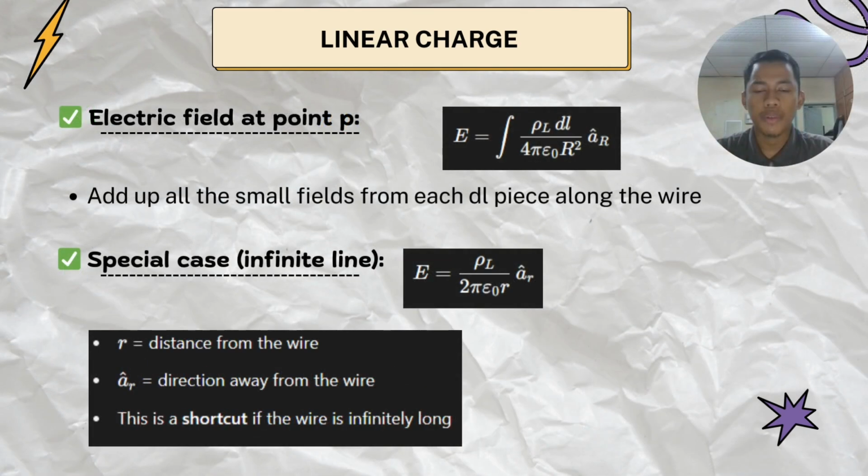For the electric field at point P, we add up all the small fields from each dl piece along the wire. For the special case, the infinite line, the key points are R and a hat R. A hat R refers to the direction away from the wire. This special case is a shortcut if the wire is infinitely long.